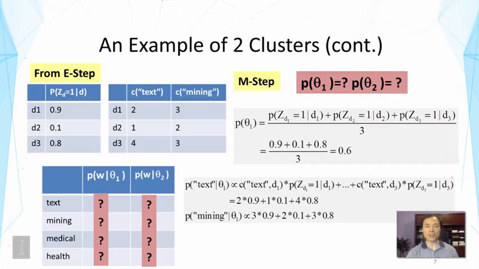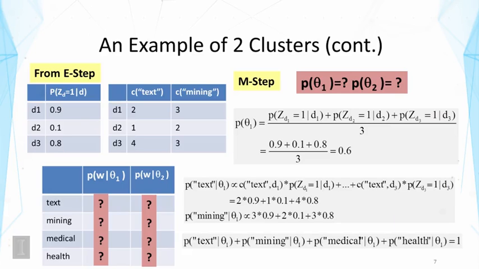But we're not going to use their raw counts or total counts. Instead, we're going to discount them by the probabilities that each document is likely being generated from theta 1. So this gives us some fractional counts. And then these counts will be normalized in order to get the probability. Now, how do we normalize them? Well, these probabilities of these words must sum to 1.